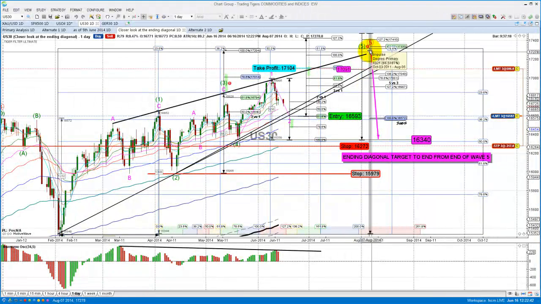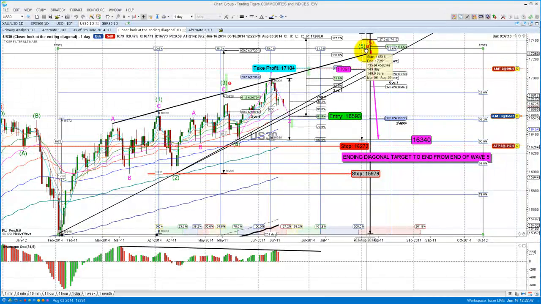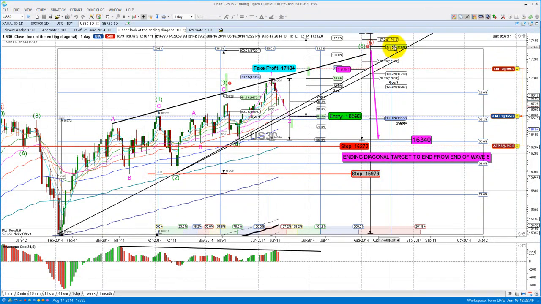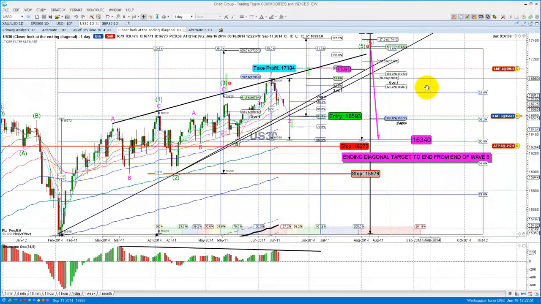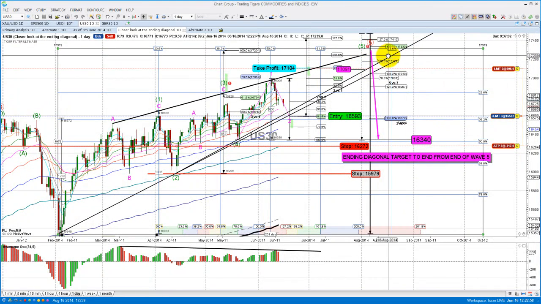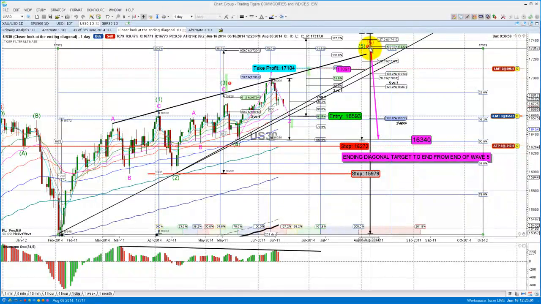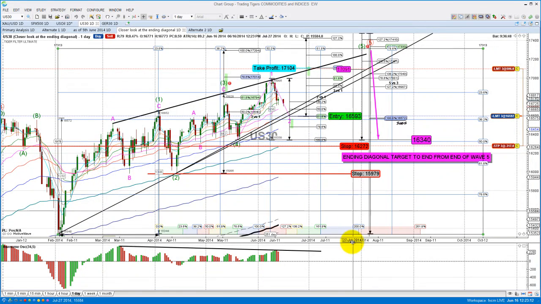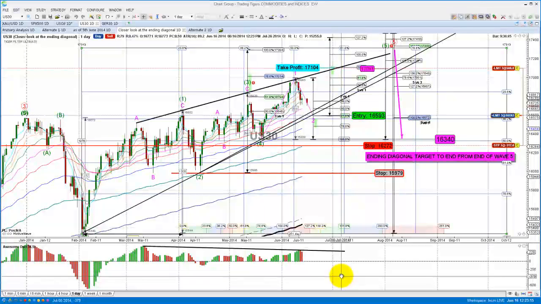As you can see, this is the wave 5 of the intermediate, and the wave 5 161 level of the primary degree. So when we have this confluence area, we feel pretty confident that that could be the exhaustion point and price to come down. It's probably going to come down to this level, 16340, about 1,000 pips, a sharp move down. So that's what we're quite excited about.